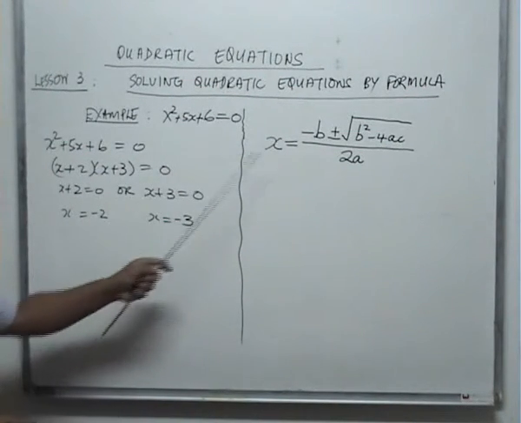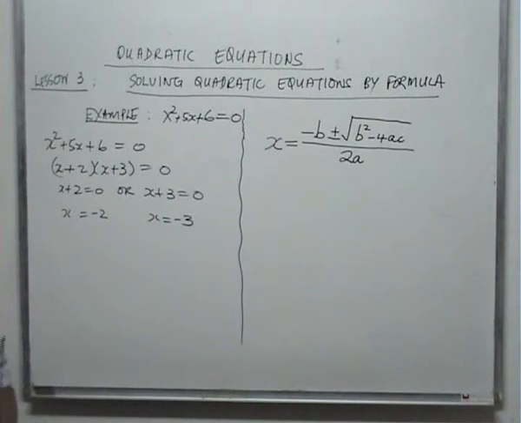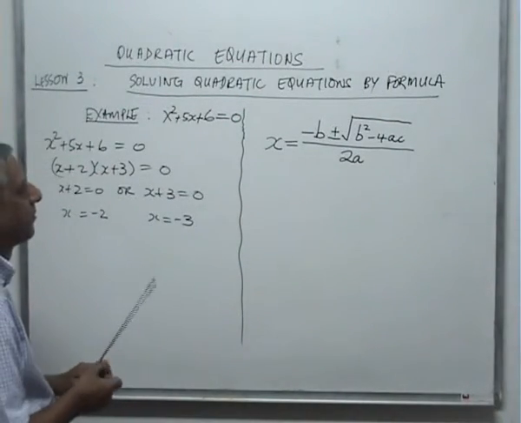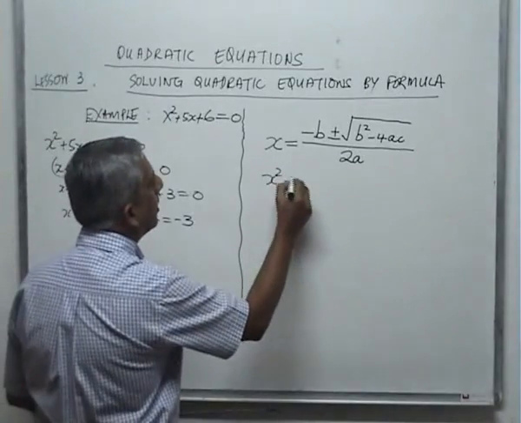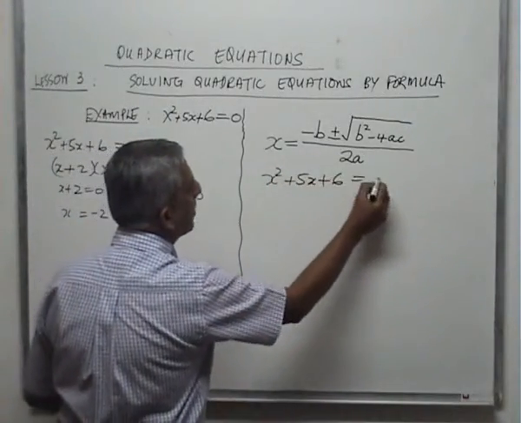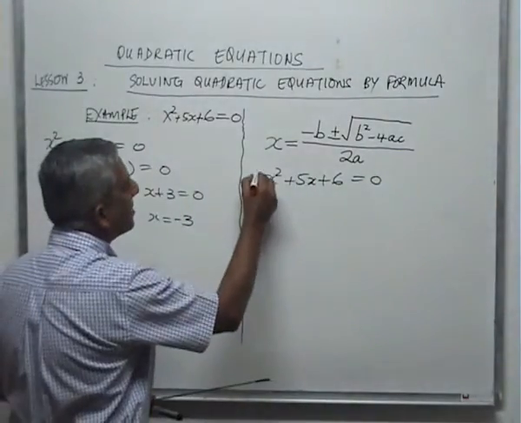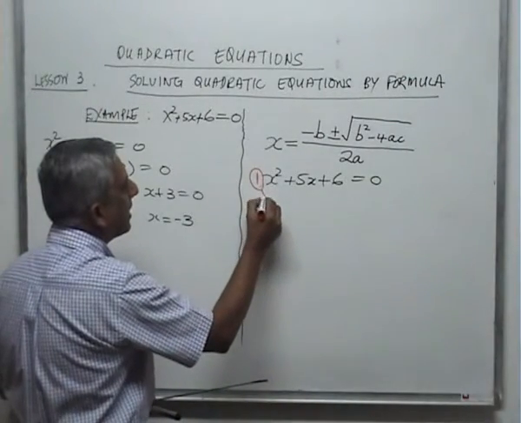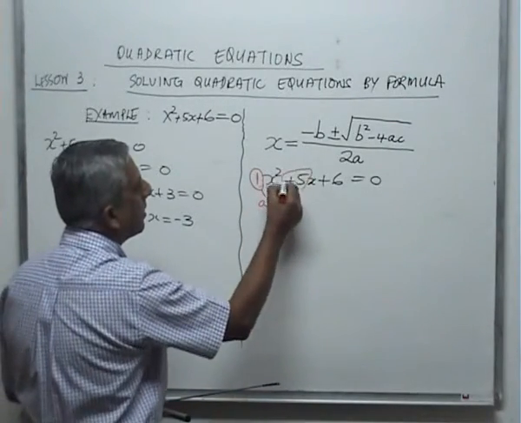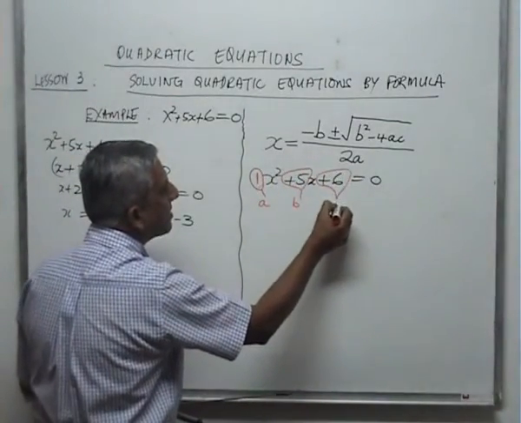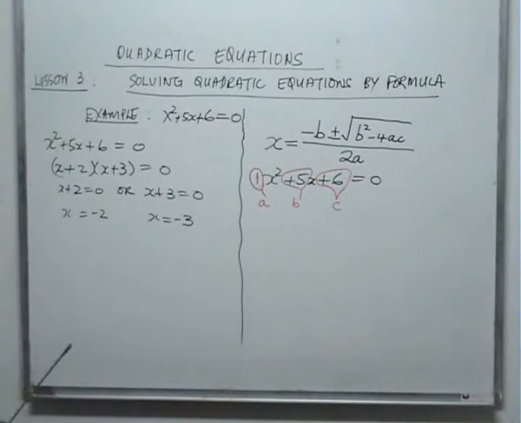If we're solving that using the formula, first we'll have to identify A, B, and C. So the question is x squared plus 5x plus 6 equal to 0. Therefore, A is that, that's A. That's B. And that's C. So we have identified A, B, and C.